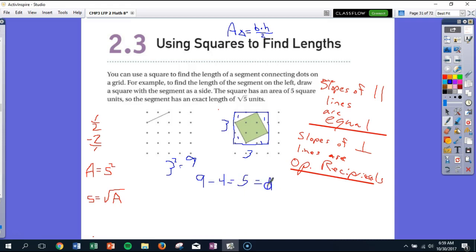Area is 5. And if we want to find the side length, then side length equals the square root of area. So if we take the square root of our side squared, which is our area, we wind up with side length equals square root of 5. That's just tying together everything that we've done so far in Investigation 2. So we found out that this side length is exactly the square root of 5 units.